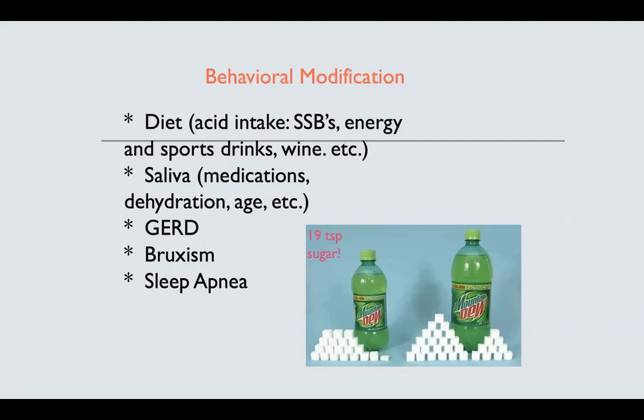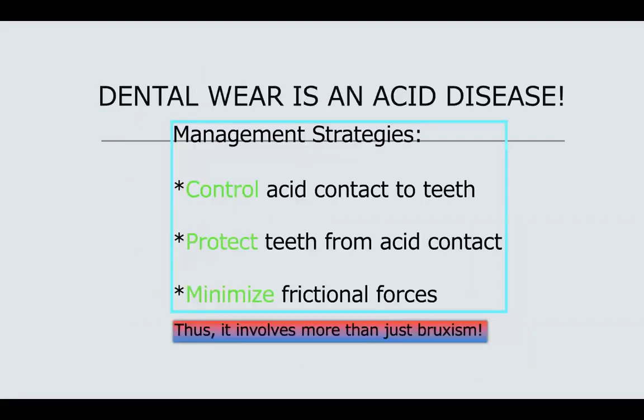So you have to watch your colas. You have to read the labels, how much sugar is in there, what kind of acid is in there. And a lot of things need behavioral modification. So how do we look at this dental wear and how can we affect this acid disease? We're looking at control, how much acid hits the teeth, protecting the teeth from acid by certain types of items I'll get into, and minimizing these frictional forces. Thus, it involves more than just bruxism.